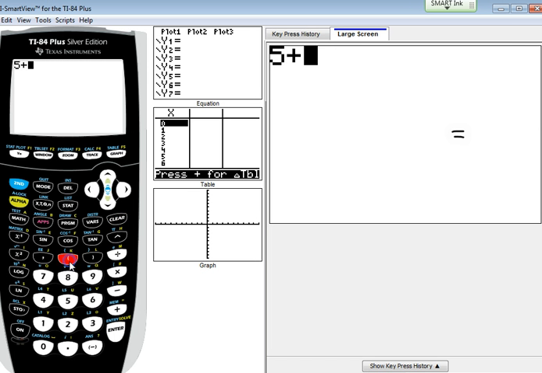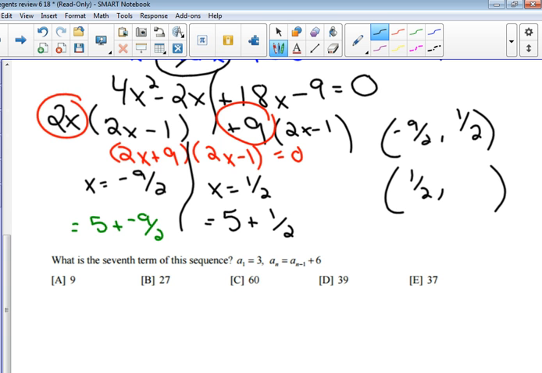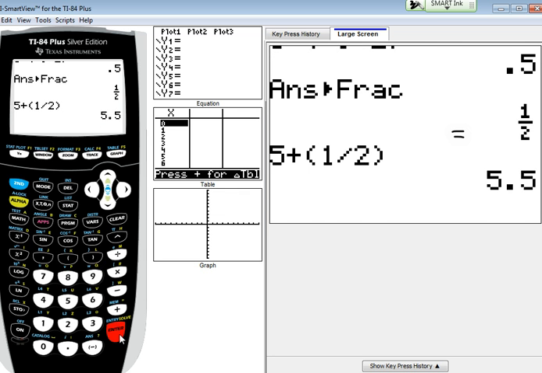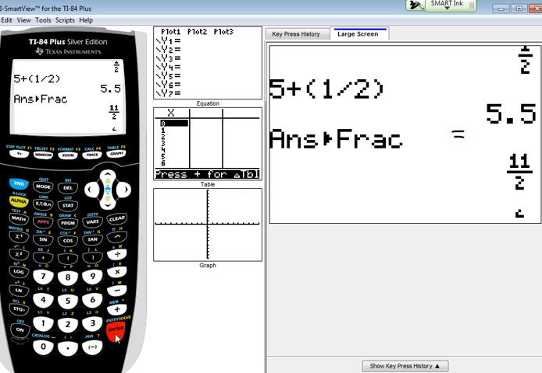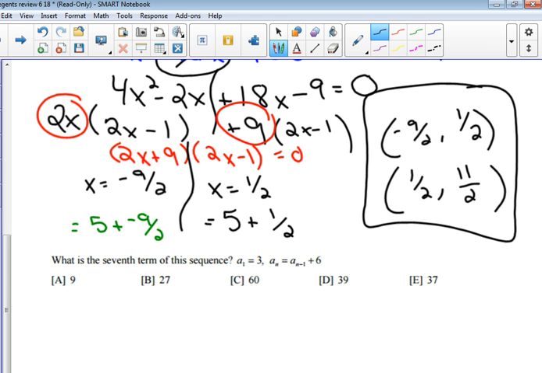5 plus negative 9 halves, you get 1 half. So this is going to be 1 half. Now if I take 5 plus 1 half, let's see what we get there. 11 over 2. Okay, so then 11 over 2. So these are your two answers.